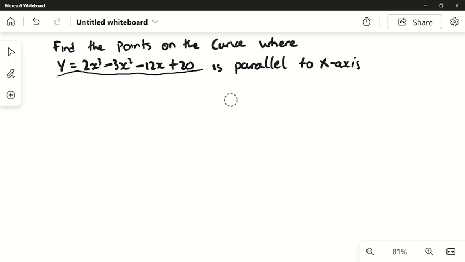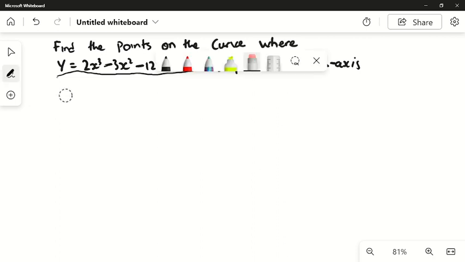In this video, I'm about to show you how you can solve this particular problem. We should find the point on the curve where y is equal to 2x cubed minus 3x squared minus 12x plus 20 that is parallel to the x-axis. But before we do that, first let's draw a sketch real quick.